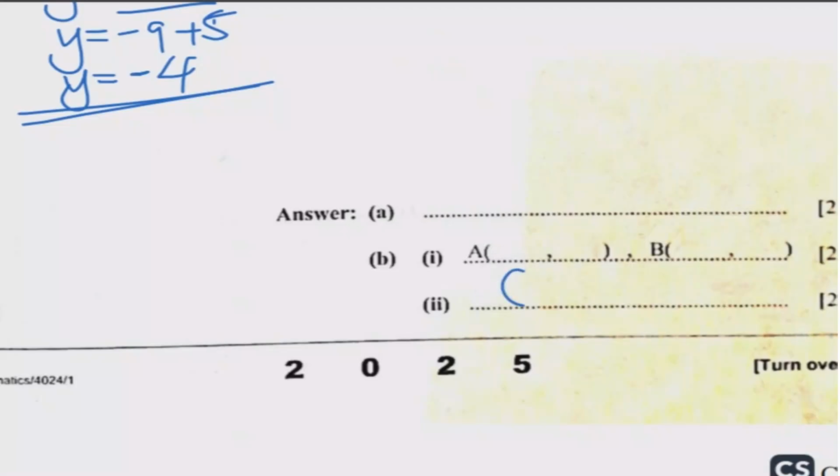Okay, so here we'll record (3, -4) as the coordinate for the turning point. You can write turning point coordinates if your handwriting can fit, but even when I write the numbers just like this, the markers will give you a mark. So basically that's how you go about it.